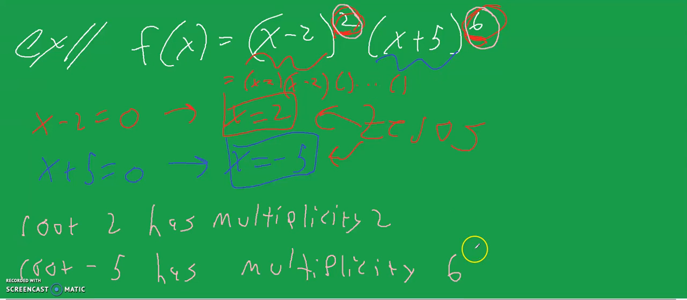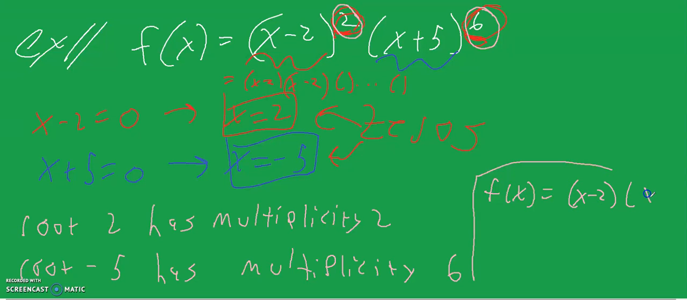Now, just a quick aside, let's say it's something like f of x equals x minus 2 times x plus 5 squared. Well, we know the -5 has a multiplicity of 2. That's easy to see. But then this 2 right here, there's no power up here, but it's always assumed to be a 1. So this would have a root 2 with multiplicity 1.